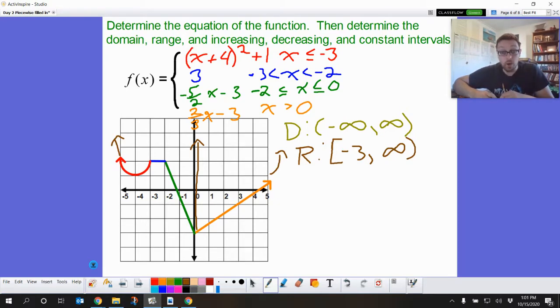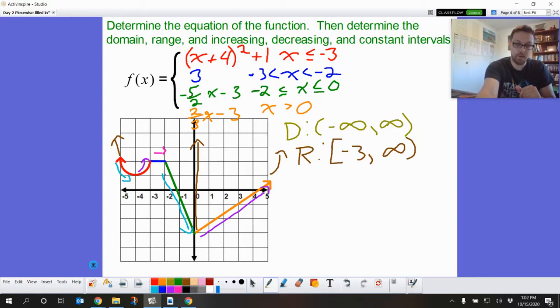Where is this thing going up? So if I check right here, we are moving up as we move across that. Also, that orange piece, that whole thing is going up. That green piece is going down, so that's where we're decreasing. The red piece is also kind of going down to start with. And ooh, we have a place where the graph is constant, right here. That blue piece, our graph is constant, it's flat.